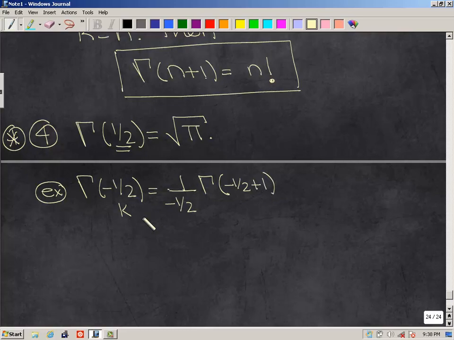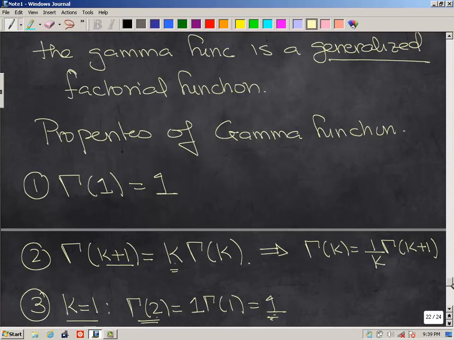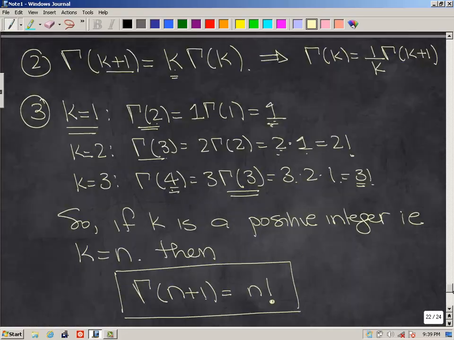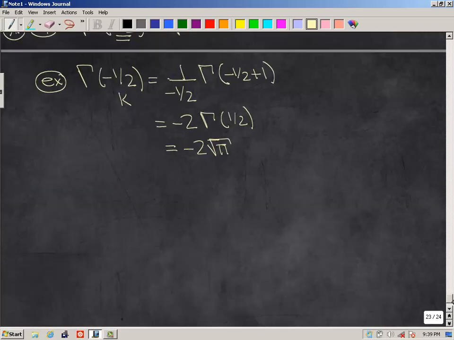So if you simplify this, what do we get? We get negative 2 gamma of 1/2. But I do know that gamma of 1/2, which is what? Square root of pi. So that's what you get. So you can do all kinds of gamma functions now. All I did is use this property here, just a variation of this property. I gave you this, and then you can use a variation by solving for gamma of k. All right, so that gives you that.